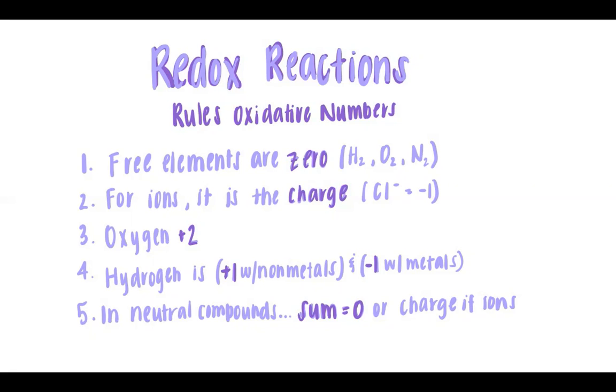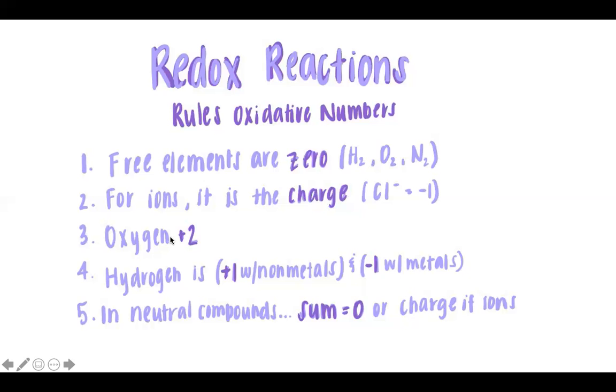So there are a lot of things that have to be identified when you're identifying oxidation numbers. I'm not going to go in depth with all of these, but this is just a list. Free elements are zero. Their oxidation number is zero. So if it's just hydrogen, oxygen, nitrogen, just an iron, just a single element. For an ion, the oxidation number is its charge.